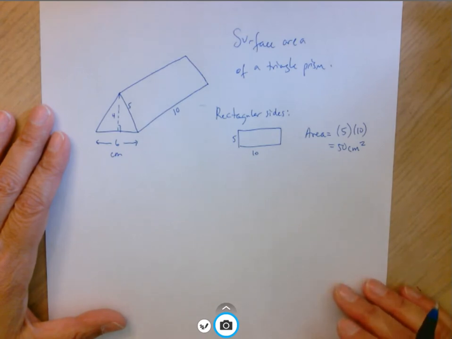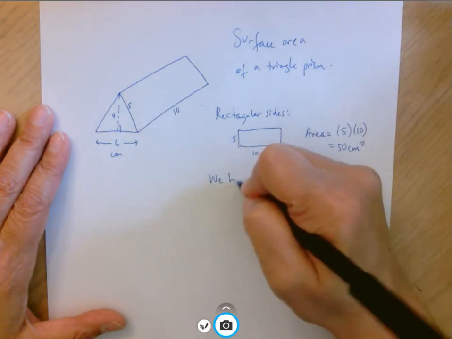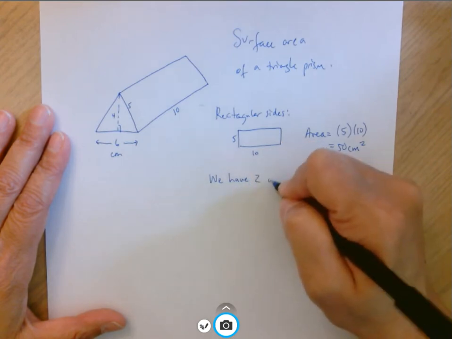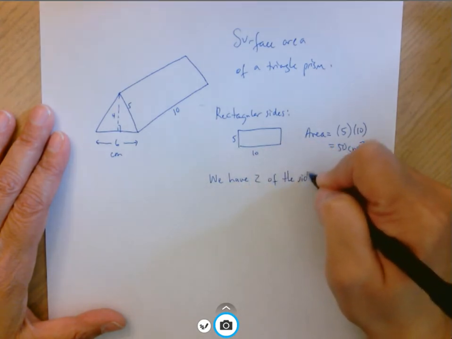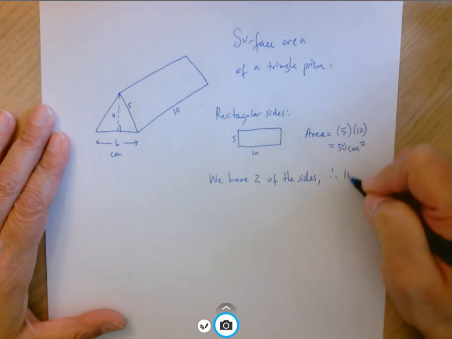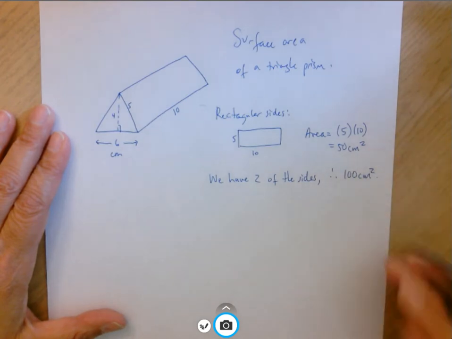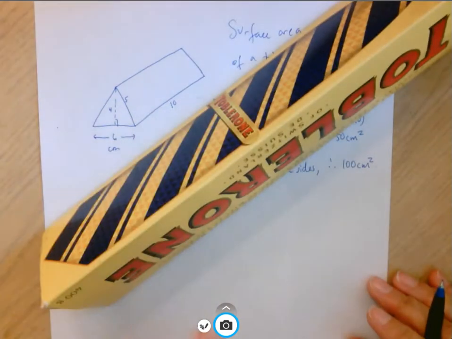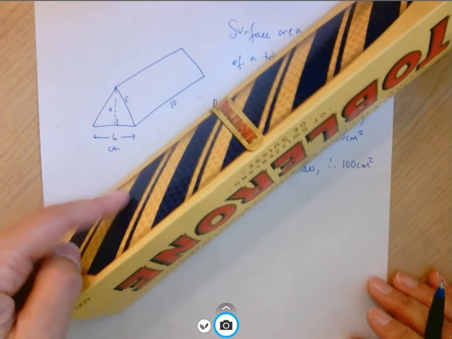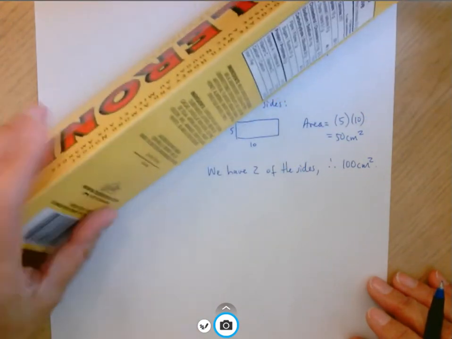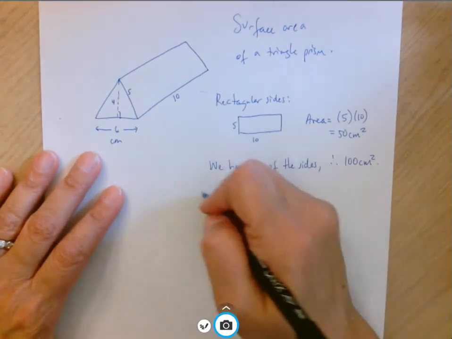But we actually have two of these sides. We have two sides. Okay, so far we've accounted for 100 square centimeters. Okay, so we've done this side and we've done this side. Now we've got to take care of the bottom. Okay, so here we have the bottom.